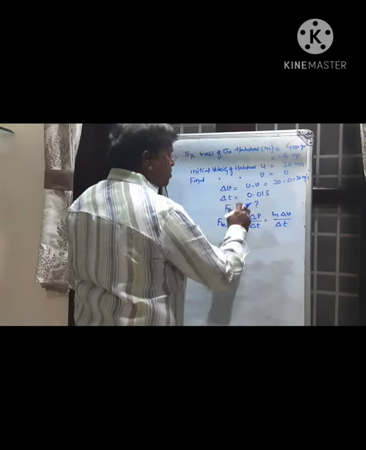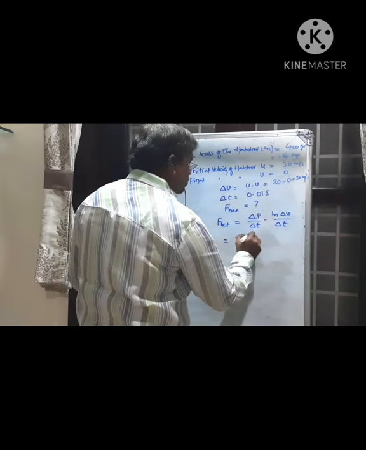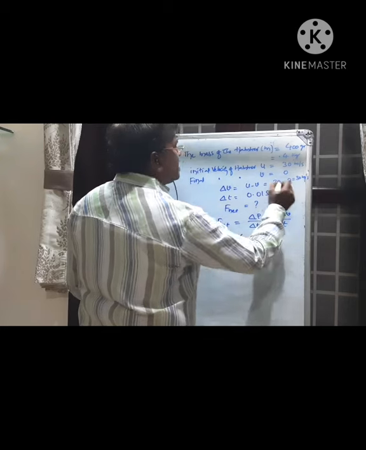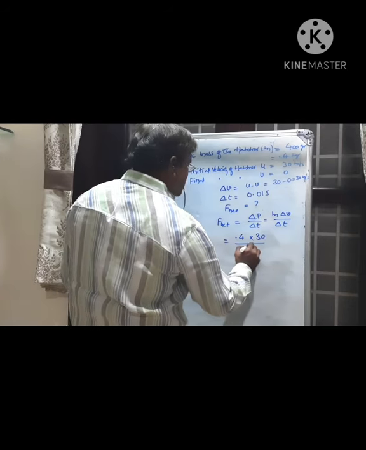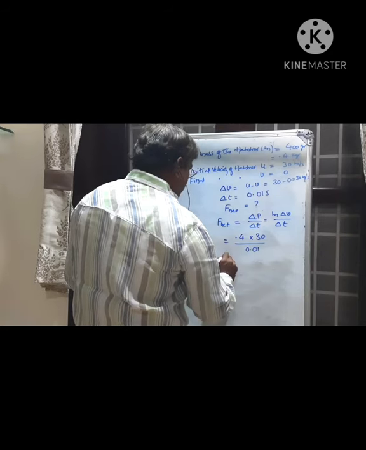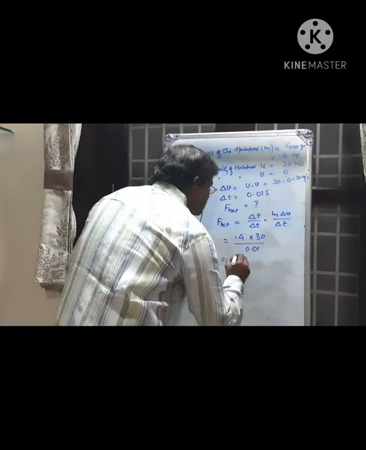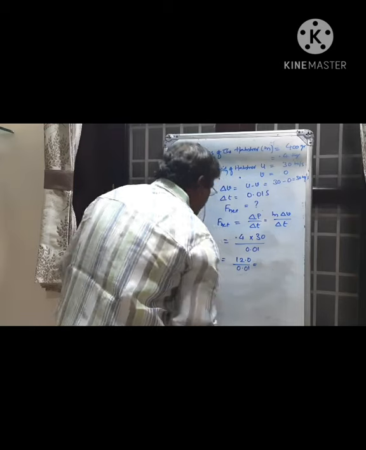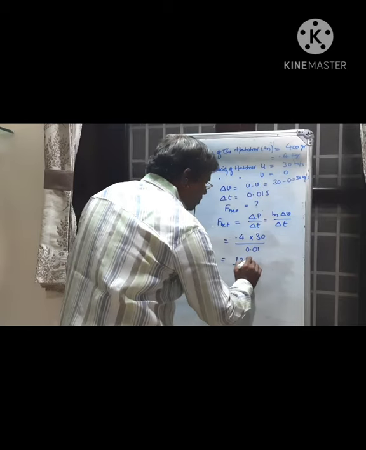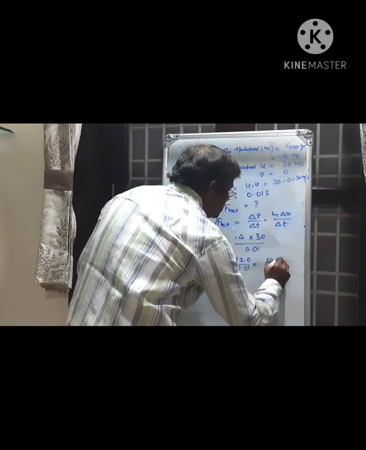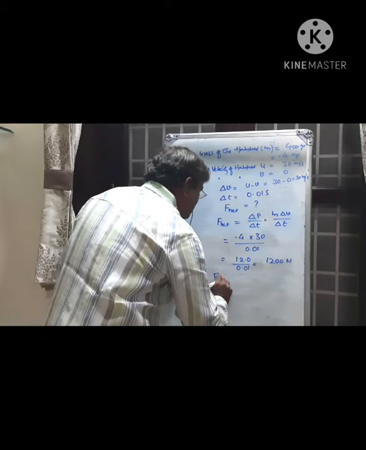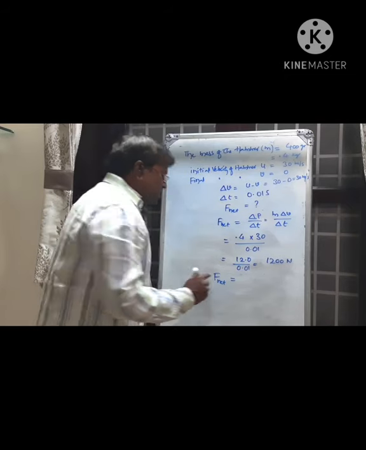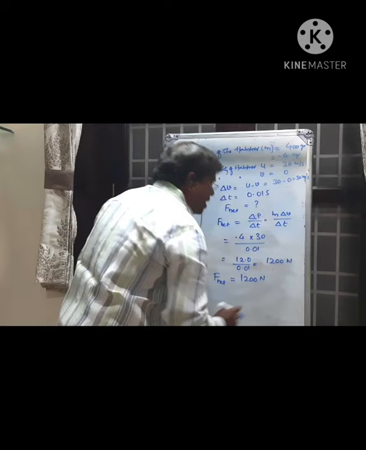So substituting the values. What is M? 4 into what is delta V? It is 30, by what is delta T? The impact time, that is 0.01. So solving this, 12.0 by 0.01, then we have to shift two decimals, and we'll get 1200 newtons. So in this case, the nail requires a force of 1200 newtons to stop the hammer.